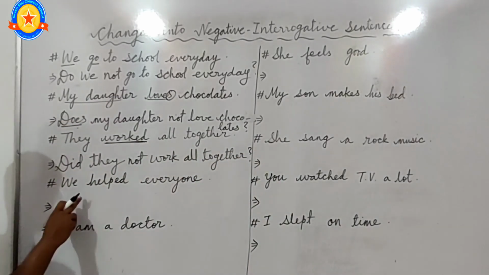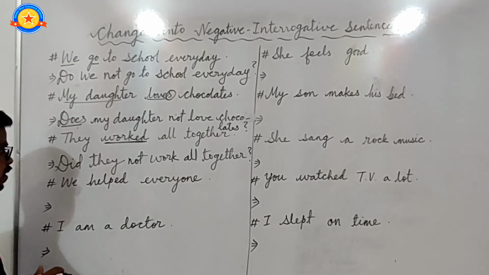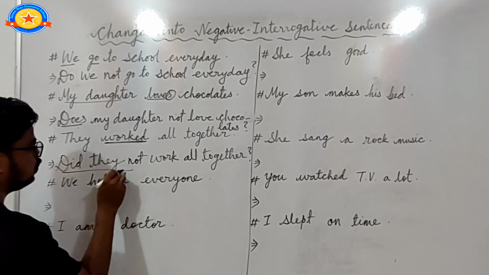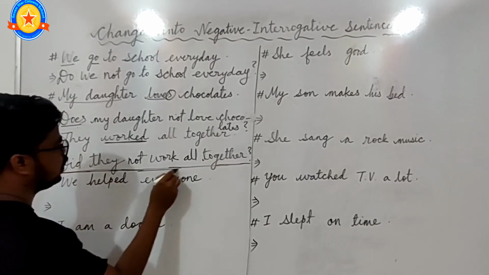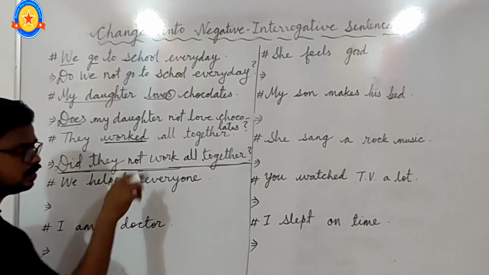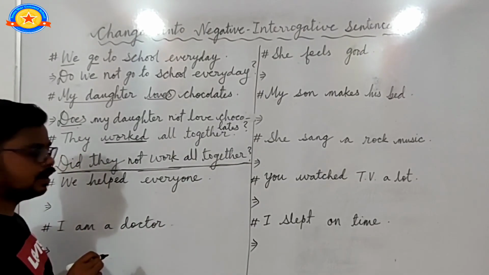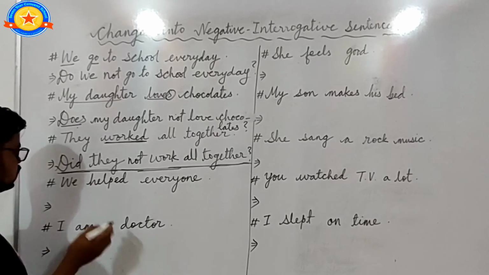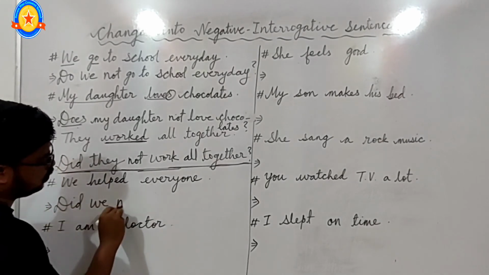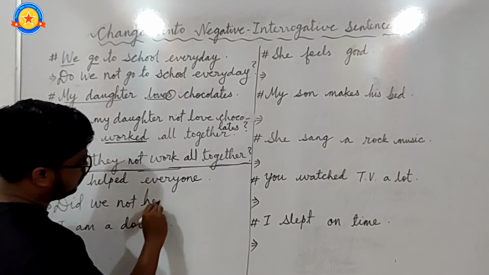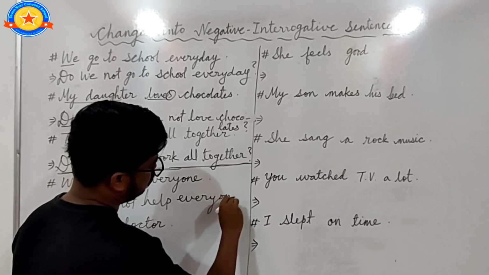Our next question is: We helped everyone. This is also simple past tense. The way we changed the previous sentence, we have to change this question in the same way. This is simple past tense. Did we not help everyone?